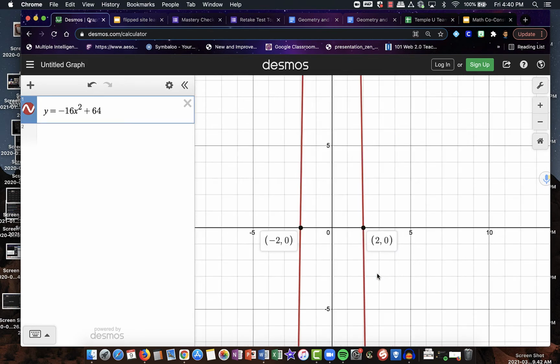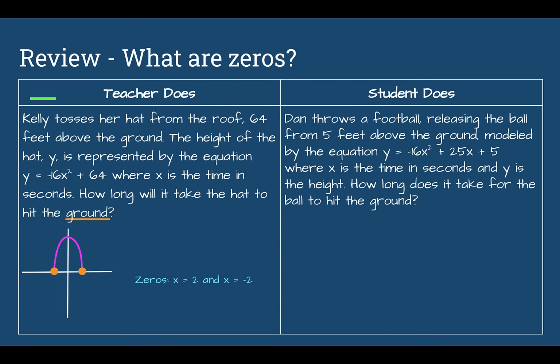In this situation, there's 2 places where our parabola crosses the x-axis, so we have 2 zeros, at negative 2, 0, and at 2, 0. We're going to be using just the x value. So we would say the zeros are when x equals negative 2, and when x equals positive 2. So our zeros were x equals 2 and x equals negative 2.